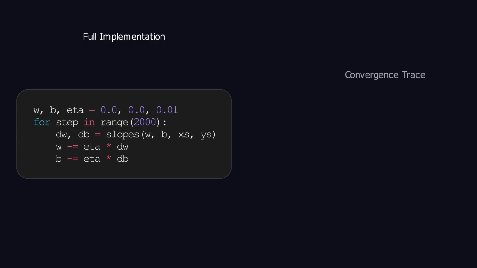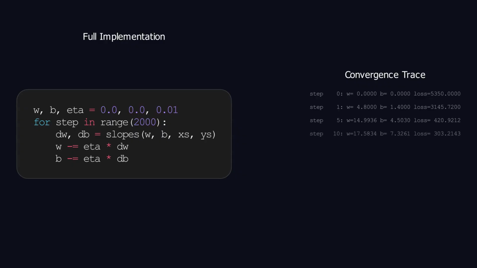Here's what happens over 2000 steps. Step 0. W and B both 0, loss 5350. Step 1, W jumps to 4.8, B to 1.4, the step we computed by hand. By step 5, W has already reached nearly 15, almost the true answer. Loss has dropped to 420, B is still at 4.5, far from 25. Notice the gap, same eta, but W is converging much faster.